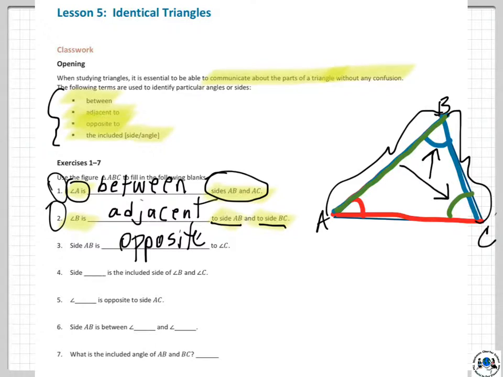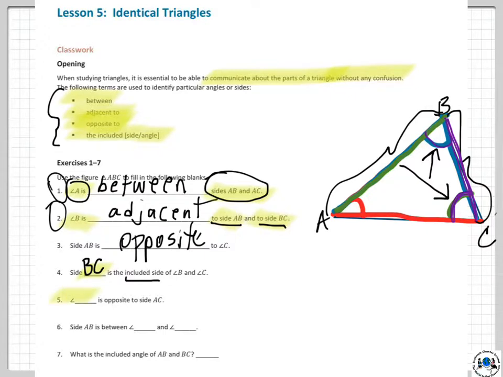Okay? Opposite. Righty. Next we have side blank is the included side, and this is kind of a weird little thing, included side of angle B and angle C. So angle B, again, you can see here, here's angle B, angle C. Which side do you think is the included side? Well, of course, that is BC. Okay, BC is the included side of angle B and angle C.